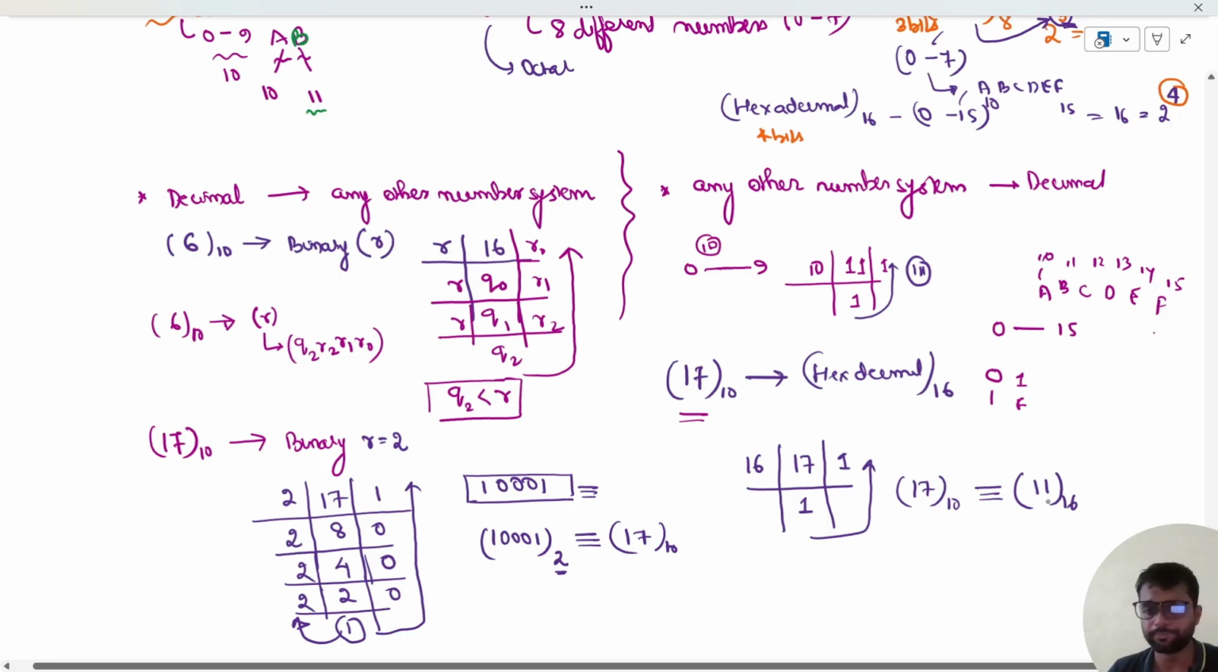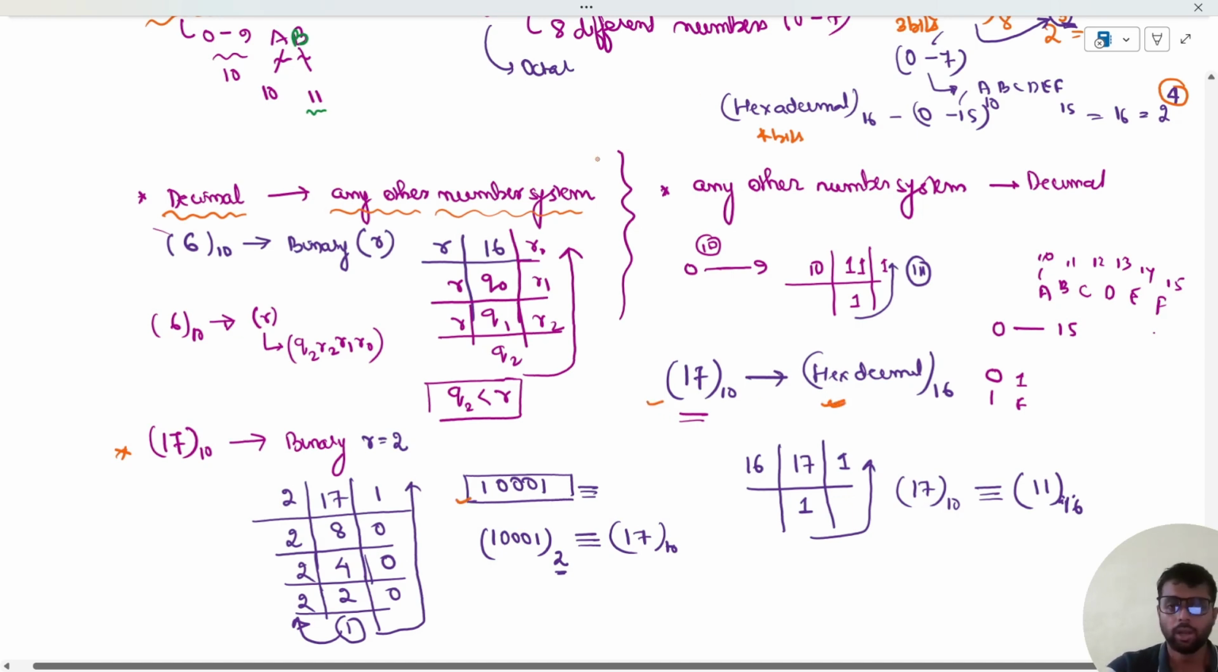So this is basically the conversion, and similarly you can convert to any other number system. You have to remember that this technique is used to convert a decimal number to any other number system. So we have taken 17 and we have seen how 17 can be converted into binary and how 17 can be converted into hexadecimal.